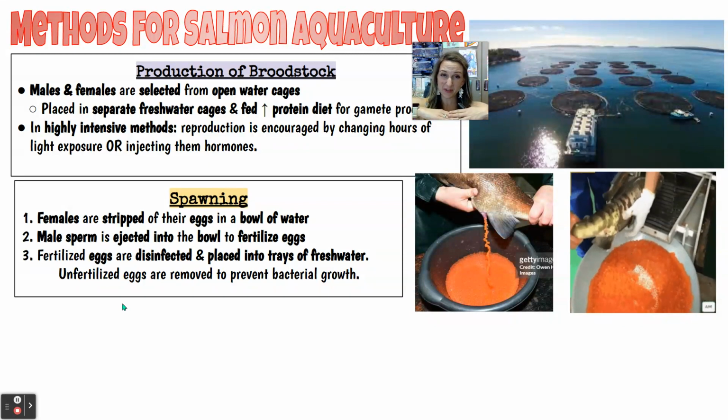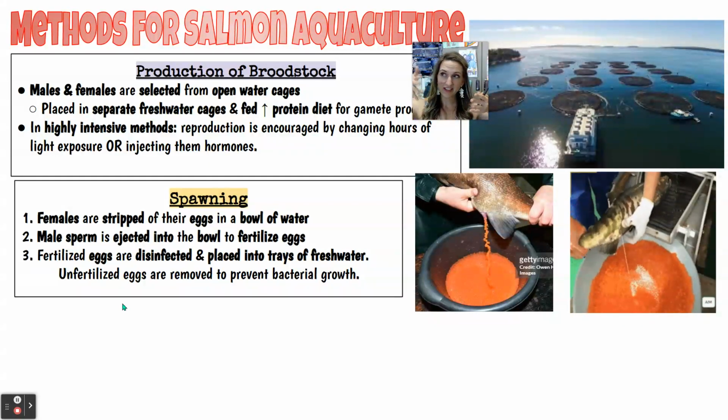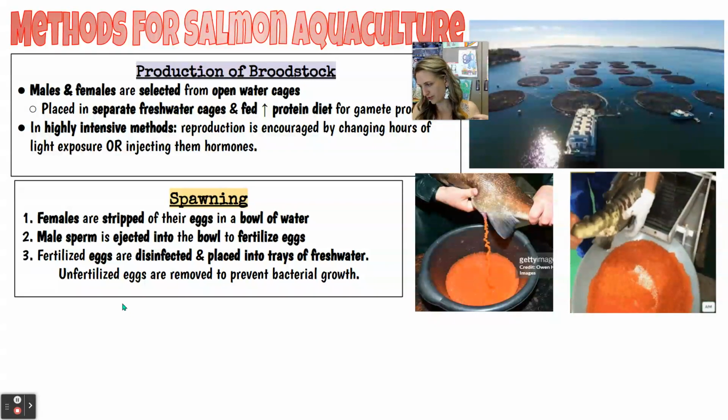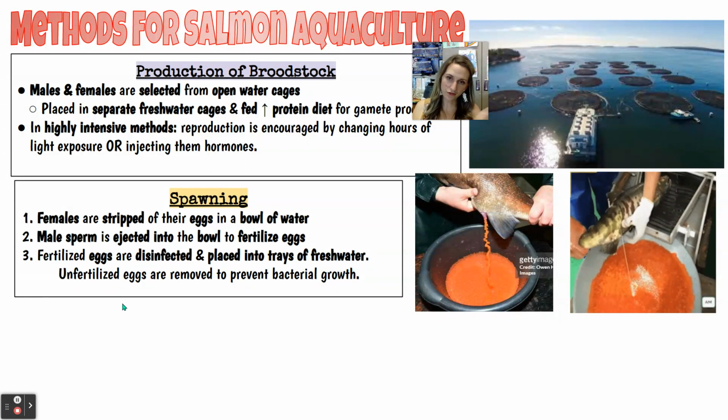You don't want them all piled up on top of each other either, because then some of them, like the ones at the bottom, are not going to be getting as much oxygen. It could decrease their growth. Unfertilized eggs are removed, and this will prevent bacterial growth.